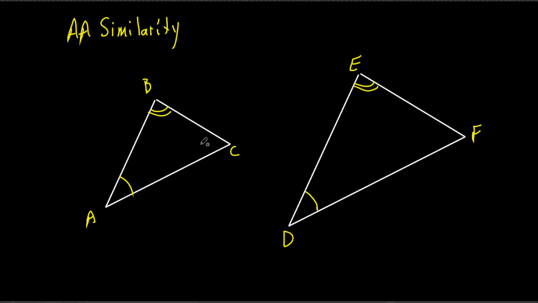So if I give you two triangles and I say that these two correspond to each other and they're equal, these two correspond to each other and they're equal. If I tell you that, what could you say about these two triangles? They are what? Similar. Let's write them down.